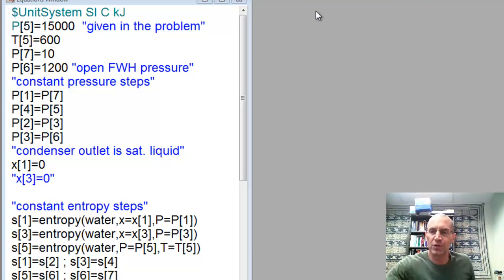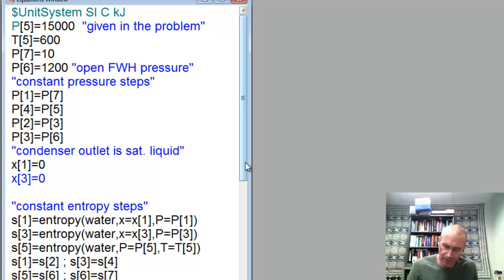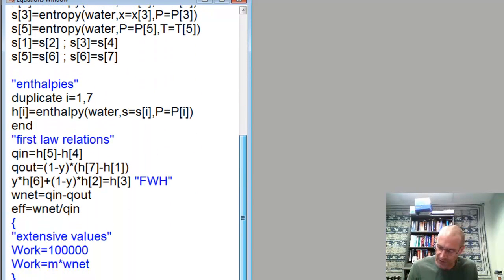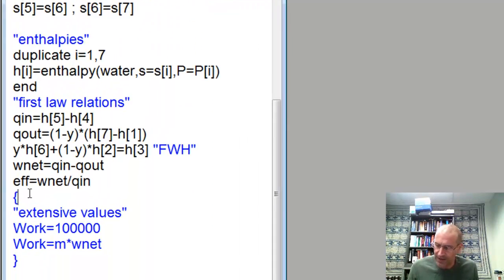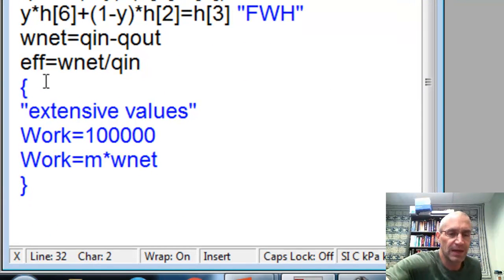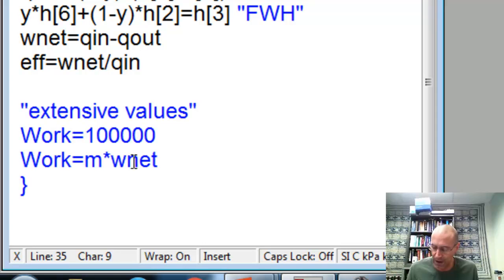I'm going to come back to our solution here. Let's just go back to the problem that we solved where we specified that it was a saturated liquid, X equals 0. And let's go ahead and not do this on a per mass basis. Let's make it extensive by specifying that, for example, let's say that this is a 100 megawatt power plant. So work is the total work, extensive, and it calculates what the mass flow rate is that would be required moving through the system. So m times W net, where W net was on a per mass basis.